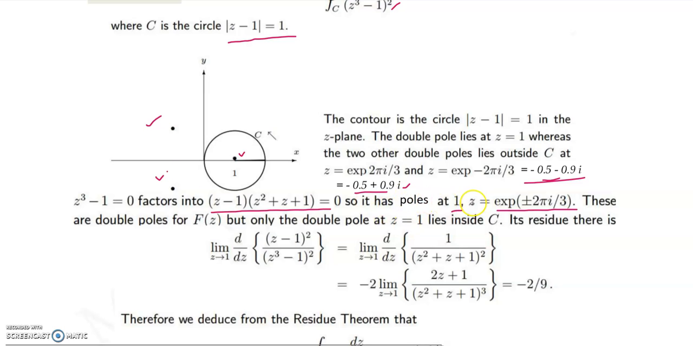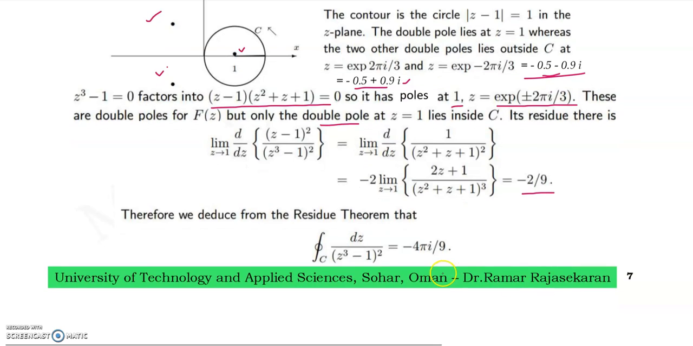So now at z equal to 1, you find the residue. Sorry, this is a double pole, which means order 2. So put m is equal to 2, substitute, then you will find the value of the residue. Then you multiply this with 2 pi i, so that you will get minus 4 pi i over 9. That's it. This is your answer. Thank you.